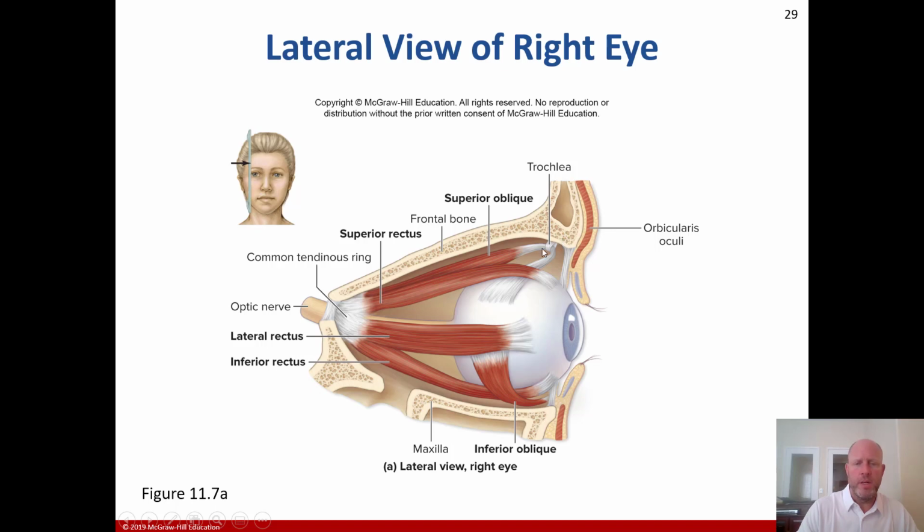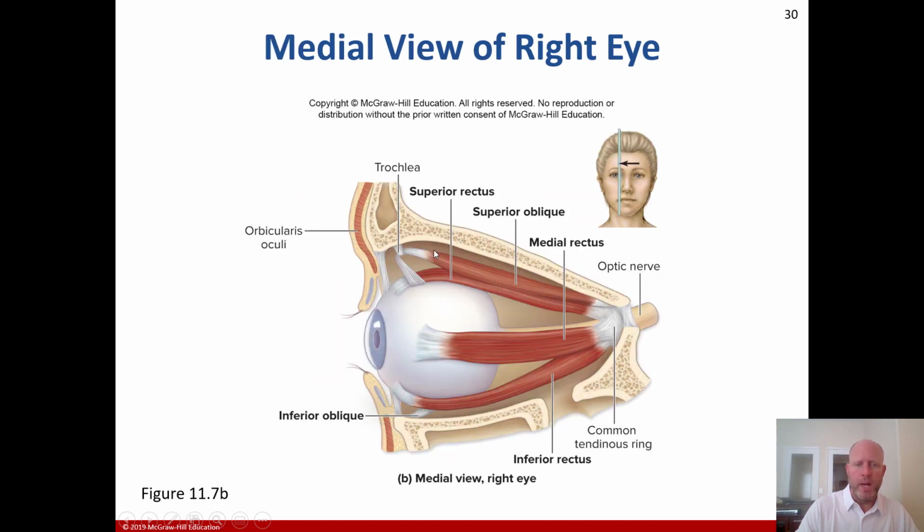Looking at it from the side view, the lateral view of that right eye, here we have the orbicularis oculi, the trochlea, superior oblique, frontal bone, superior rectus, common tendinous ring linking all of them, optic nerve, contiguous with that common tendinous ring, lateral rectus, and inferior rectus. Now we have our maxilla here and the inferior oblique.